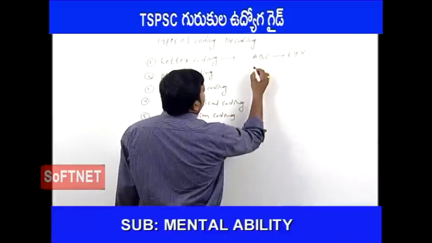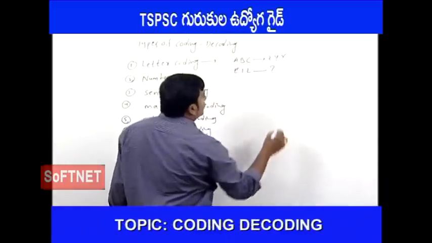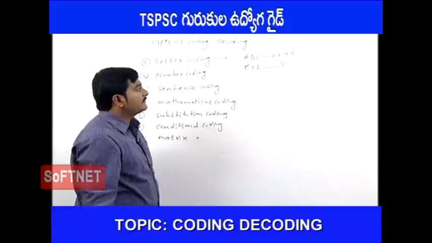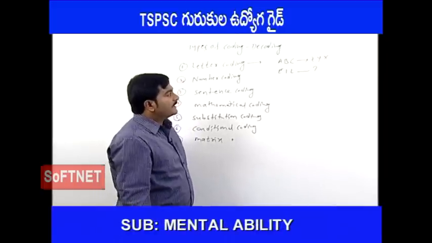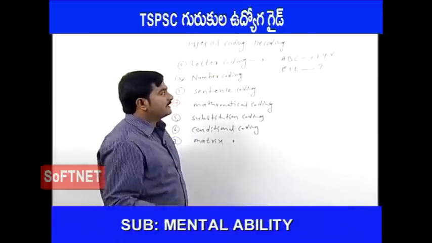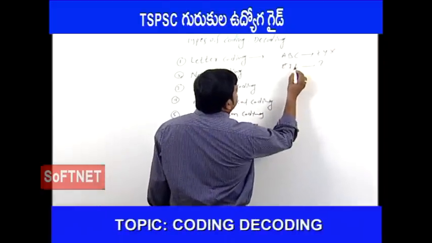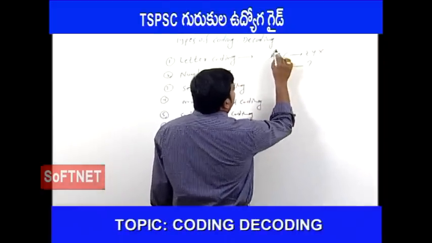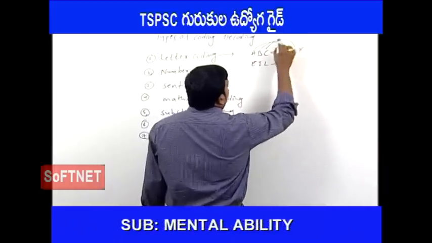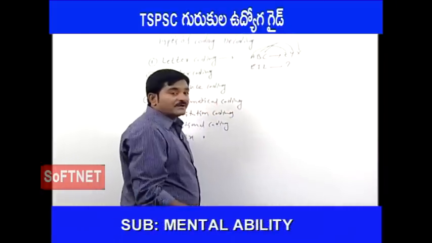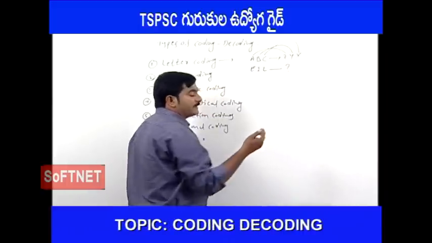Similarly, how can we express EIL in that code language? In a certain code language, ABC can be expressed as ZYX. In the same language, how can we write EIL? If you observe here, what is the code for A? Z. The code for B is Y. The code for C is X. What does it mean? For these letters, in the coding also, I am getting letters only.